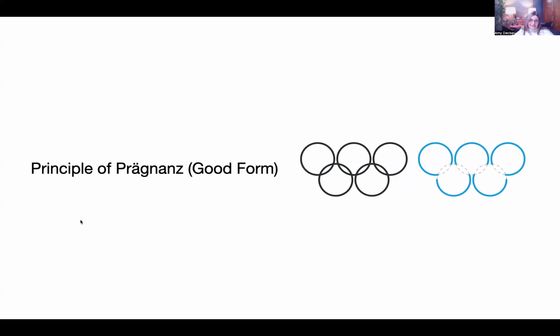The principle of pragnanz, or good form, is known as the law of good figure or simplicity. It states that people perceive and interpret ambiguous or complex images in the simplest, most organized way possible, striving for a clear and stable gestalt. So we're really not looking at these complex intersections in the Olympic rings. We're looking at the overall symbol of good form. So we understand it. Or you can also think of the Audi logo, right? It's part of the principle of pragnanz. So things like that.